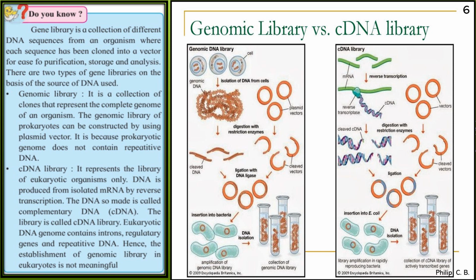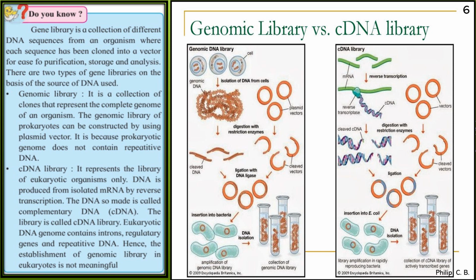Genomic library is a collection of clones that represent the complete genome of an organism. The genomic library of prokaryotes can be constructed by using plasmid vector. So if you want prokaryotes, we can use plasmid vector for the construction. It is because the prokaryotic genome does not contain any repetitive sequence, so it becomes easier to make a clone.